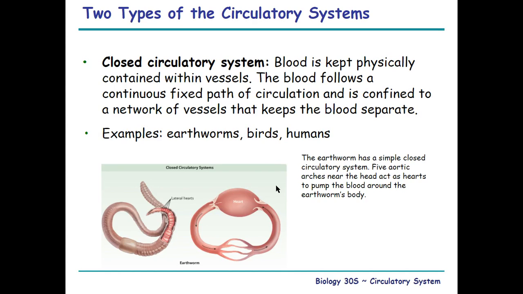The example I give to you here, at least the picture, is of an earthworm, but it also includes humans, right? And of course I have birds there, but animals and humans. The earthworm has a simple closed circulatory system. It has five aortic arches near the head that act as hearts to pump blood around the earthworm's body.